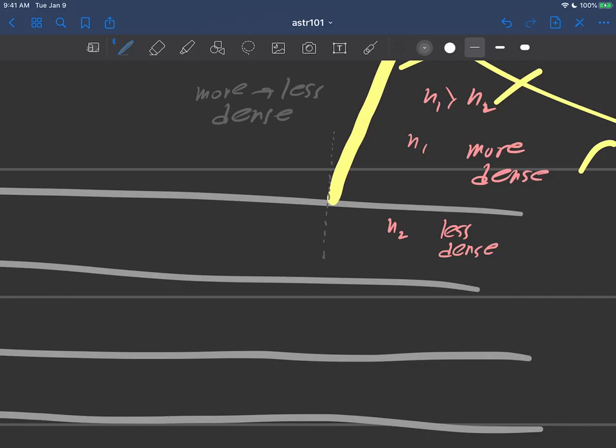So the answer, of course, here is that when light goes from more to less dense, the bending is going to be away from the normal. Away, away, away. That's the key thing here.